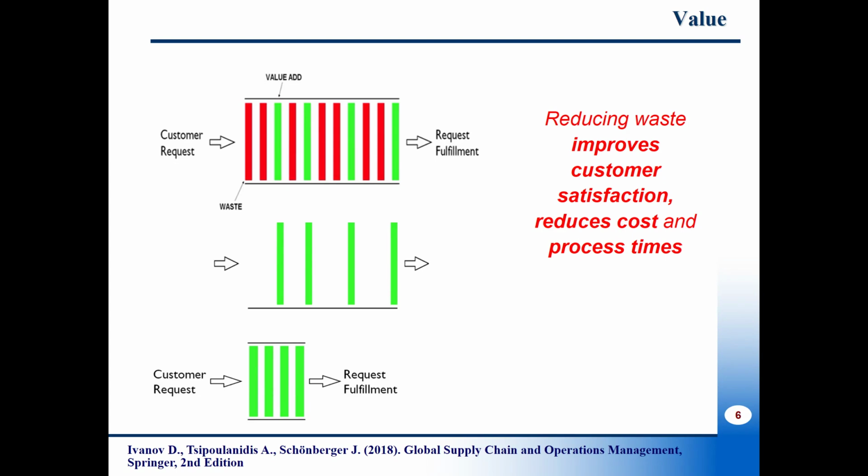And we can see from the second figure here that even though the red lines have been eliminated, the distance between at least two lines is still far. And therefore, the next task is to minimize the distance between two value added activities. Because by minimizing the distance, we are also able to reduce costs and process times. And that's the task of operations management.